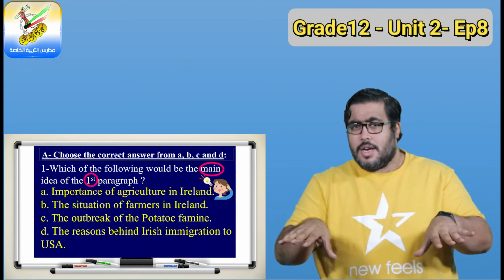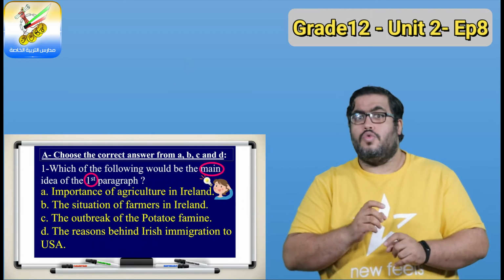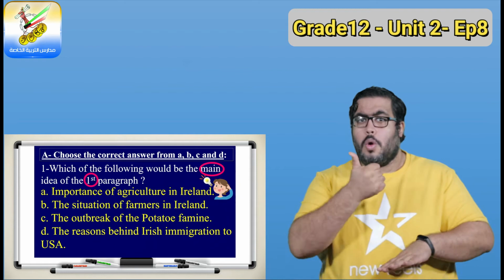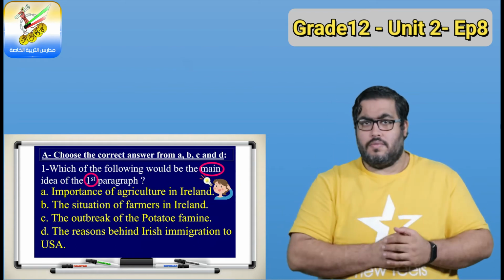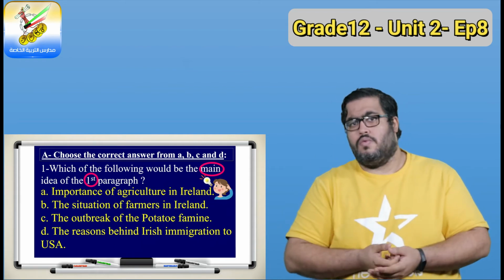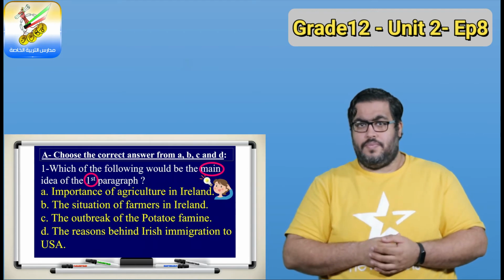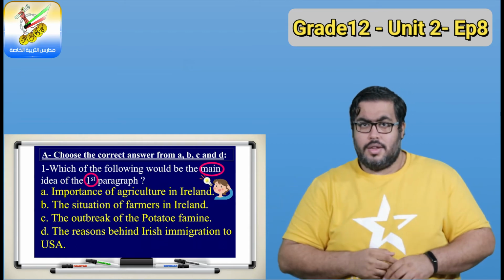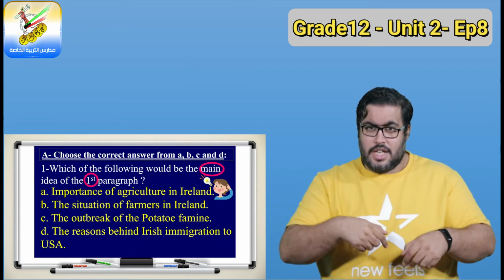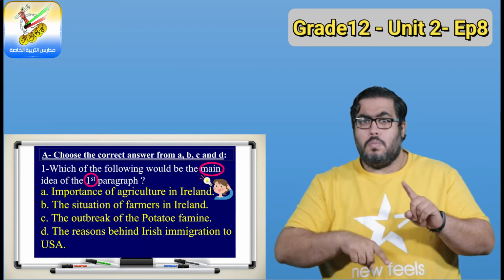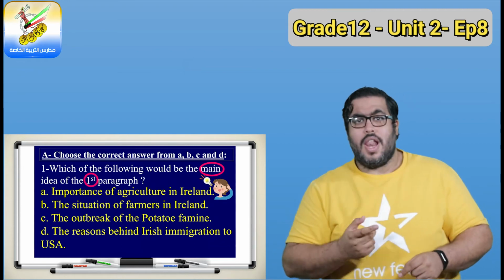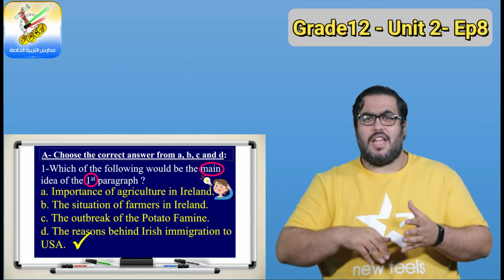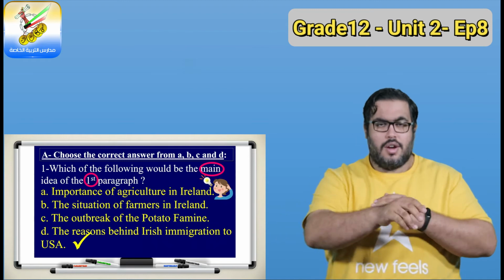After reading the paragraphs, let's take a look at the questions and find the answers. Which of the following would be the main idea of the first paragraph? You may open the textbook and try to figure out which one is the correct answer. Is it importance of agriculture in Ireland? Is it the situation of farmers in Ireland? The outbreak of the potato famine? Or the reasons behind Irish immigration to USA? What do you think? It's the reasons behind Irish immigration to the United States.